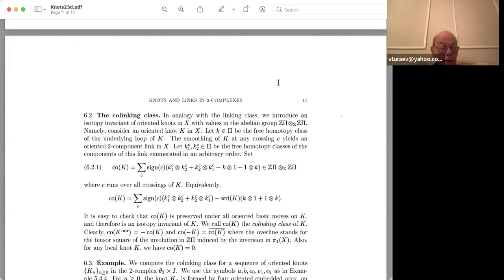And then we define this co-linking number in the tensor product of the free abelian group whose basis is the set of free homotopy classes, multiplied by itself. The knot information is in the sign of C. So this is plus or minus 1, depending on the dots. That turns out to be a knot invariant. So under all those transformations of the knot, we still keep this expression.